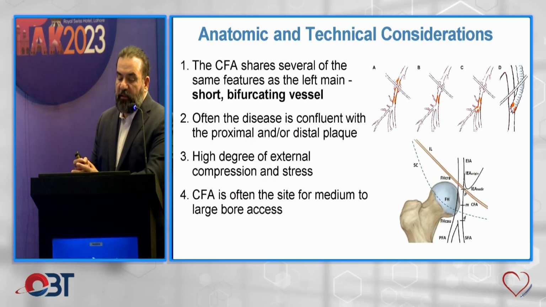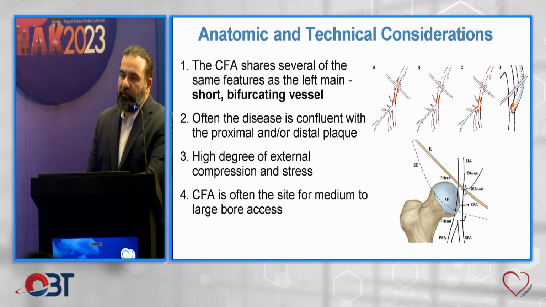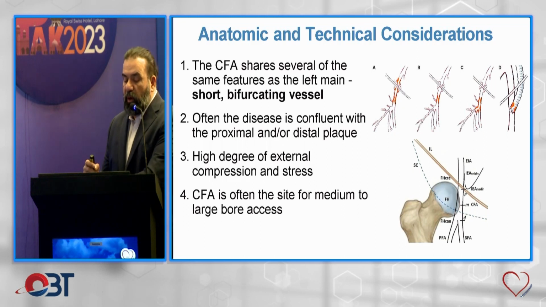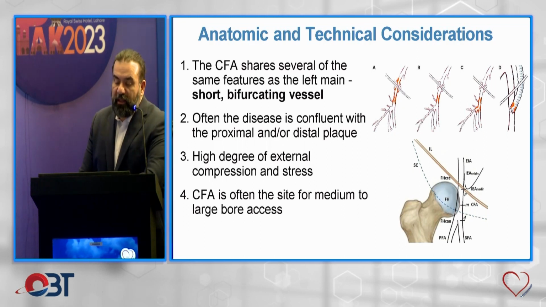The CFA is almost, in some ways, the challenge is the same as dealing with the left main artery. It's a short bifurcating vessel, and you want to preserve both branches. And more often than not, you want to preserve the profunda because that supplies all the collaterals to the below knee compartment. Oftentimes, the disease is confluent with proximal or distal plaque, so you're treating more than just the segment.